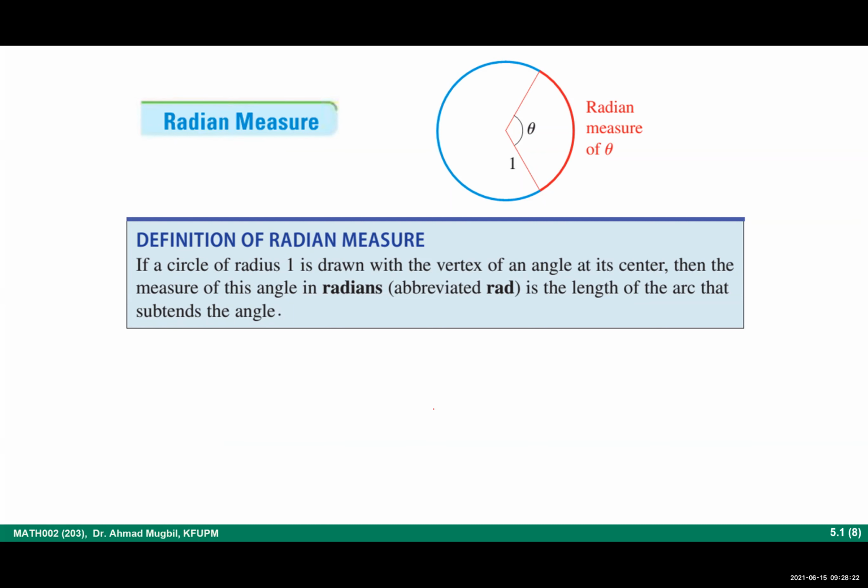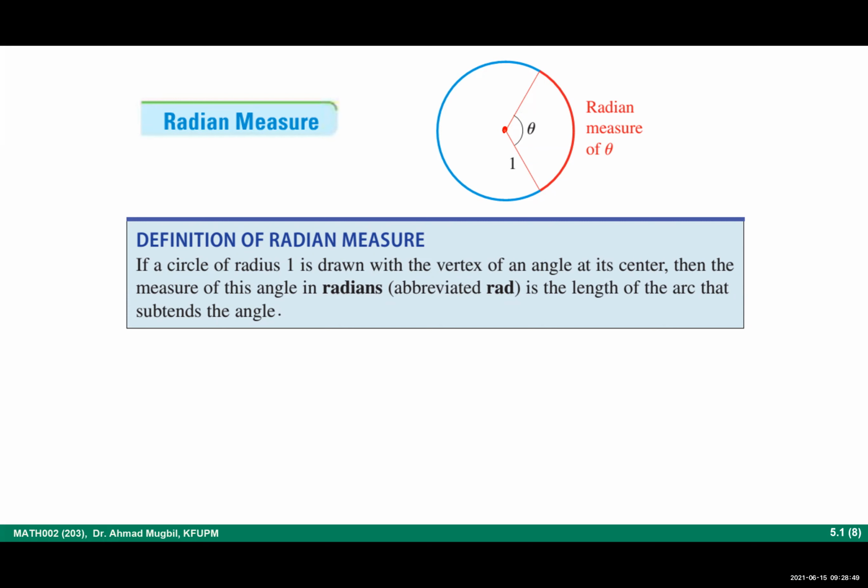Let's think, ya shabab, about a circle. Here we have a circle. We have an angle here. This is the angle that we need to measure. The vertex of this angle is at the center of the circle. This is the center of the circle, the vertex of the angle. This is the initial side, the terminal side, whatever. So the vertex of the angle is at the center.